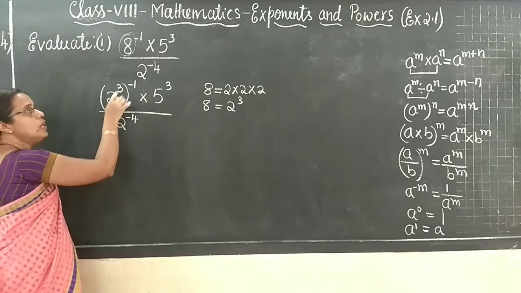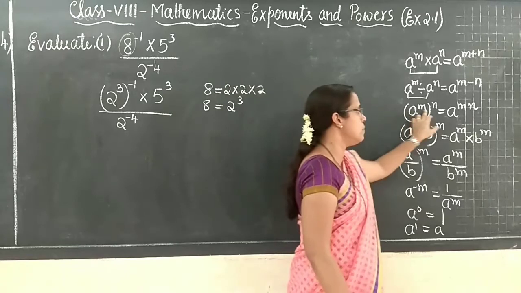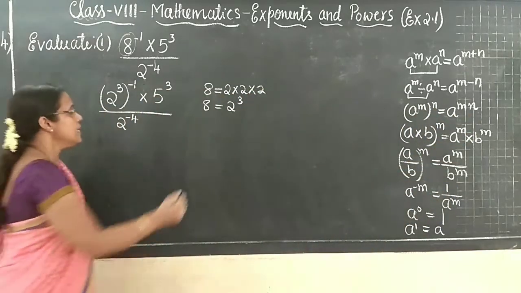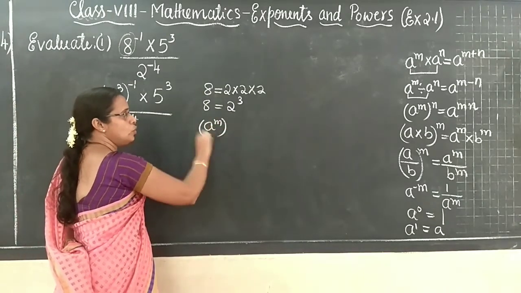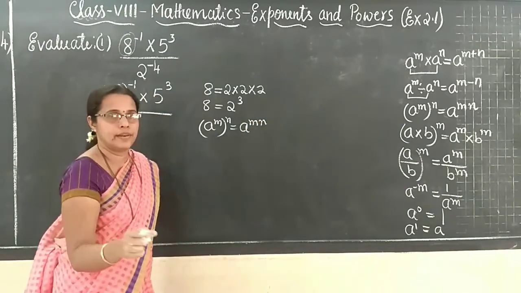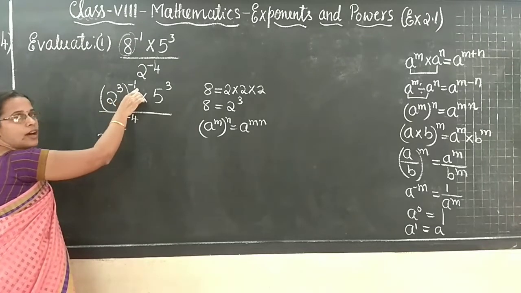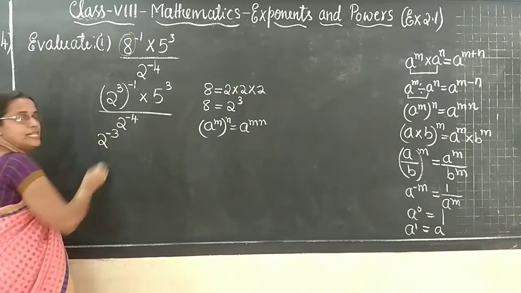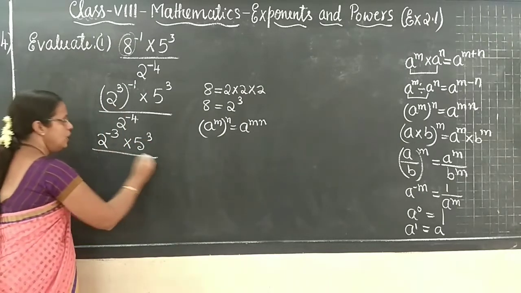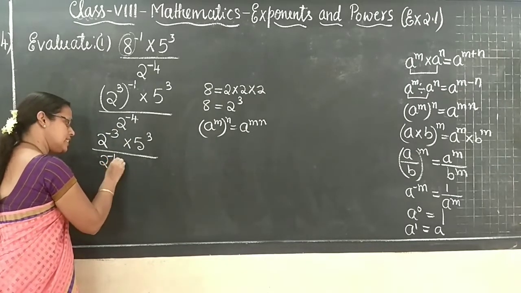See, when a to the power m, whole to the power n, two powers and one base are there, what do you have to do? You have to multiply the powers. In the sense, a to the power m whole to the power n can be written as a to the power mn. So the same method applies here also, children. 2 to the power 3 times minus 1 is minus 3, into 5 to the power 3, as it is. Then 2 to the power minus 4 you can write as it is.